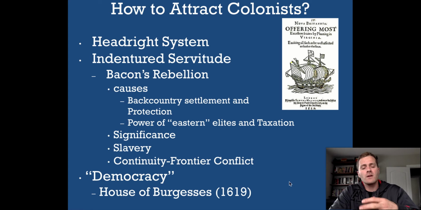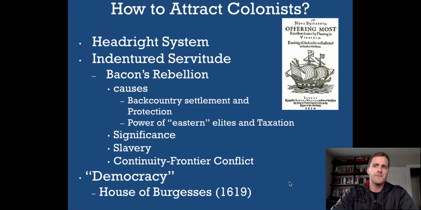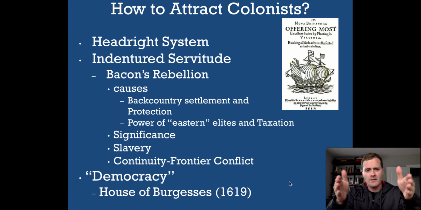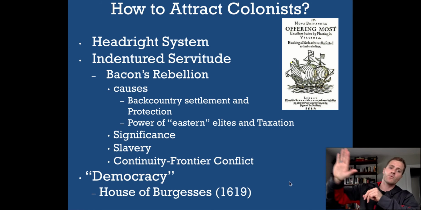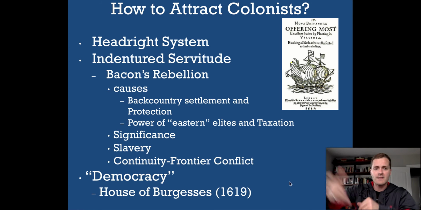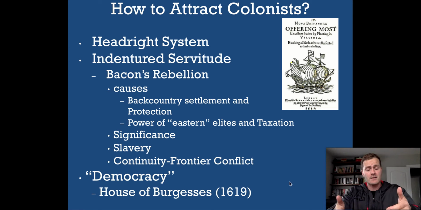But once these indentured servants start living out their term, as the Chesapeake becomes healthier and more stable, as resources become more plentiful, these indentured servants start living to the end of their terms, being freed, and then the only land that's left for them is way out on the frontier. Why is that the only land that's left? Because of the headright system. Because the system that brought them over is designed to give more land to those who can bring more people.